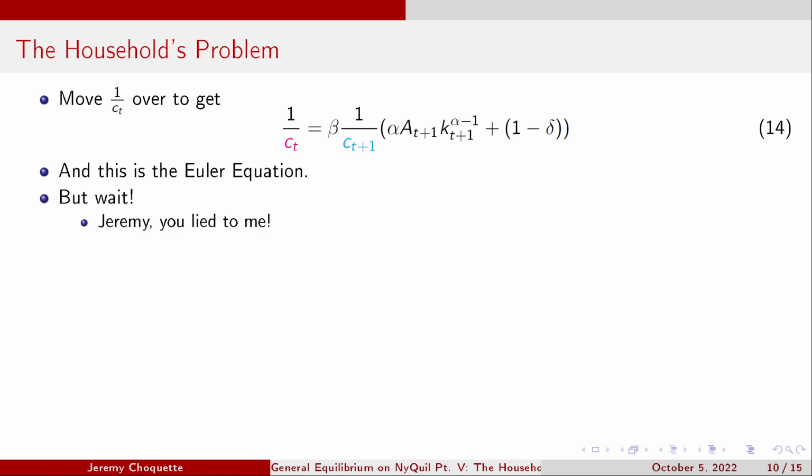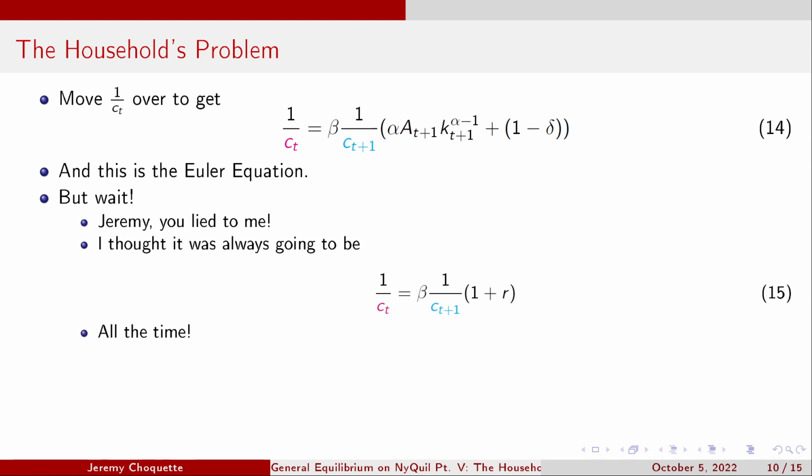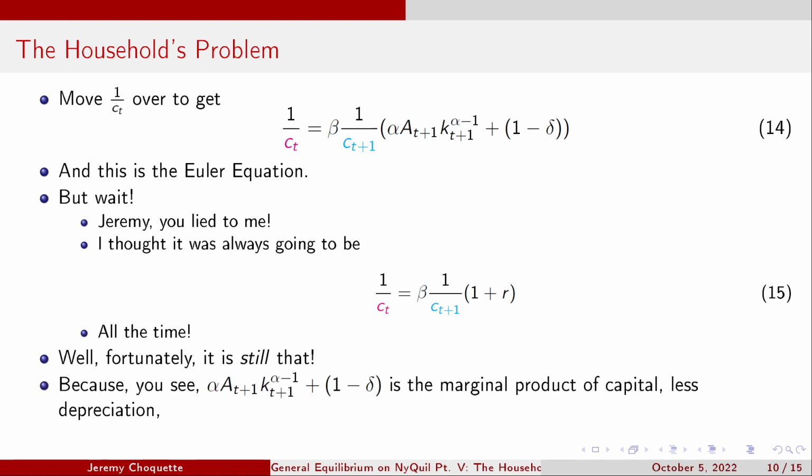And you're probably going like, wait a minute, you lied to me. Well, okay, maybe I told you it was always going to be this right here. But it is. It's still that. So if you want to get upset, don't get upset because there's no reason to. 1 plus R, 1 plus the interest rate, is equal to 1 plus the marginal product of capital less depreciation.